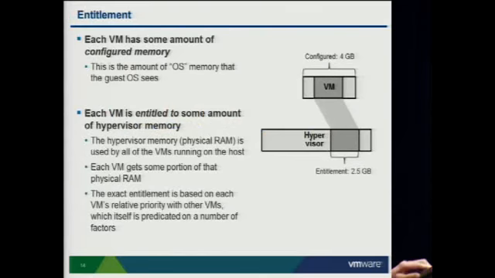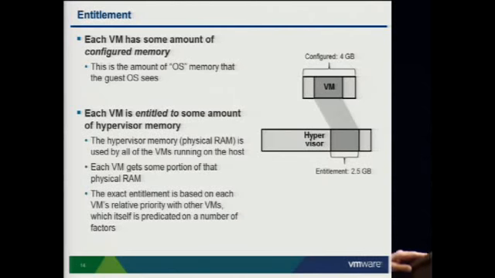So what is this entitlement thing? Well, as I said, each VM has some amount of configured memory, let's say 4 gigabytes. But that's up in that top level, the VM level. At the bottom level, the hypervisor manages that. Each VM is entitled to some amount of memory of that physical RAM. It may not get its entire 4 gigabytes. It may get something less. Depends on a number of factors. Essentially, the entitlement is the VM's fair share of physical RAM. This is an important concept to know because this effectively says how much RAM this VM is getting access to and thus how fast it can run.